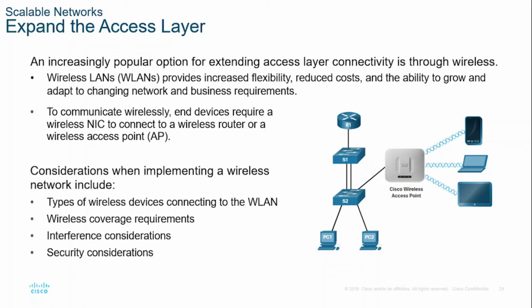So to communicate wirelessly, end devices require a wireless network interface card, or NIC, that incorporates a radio transmitter/receiver and the required software driver to make it operational. Additionally, a wireless router or wireless access point is required for users to connect, as you can see in the figure. There are many considerations when implementing a wireless network, such as the type of wireless device to use, wireless coverage requirements, interference considerations, and security considerations.